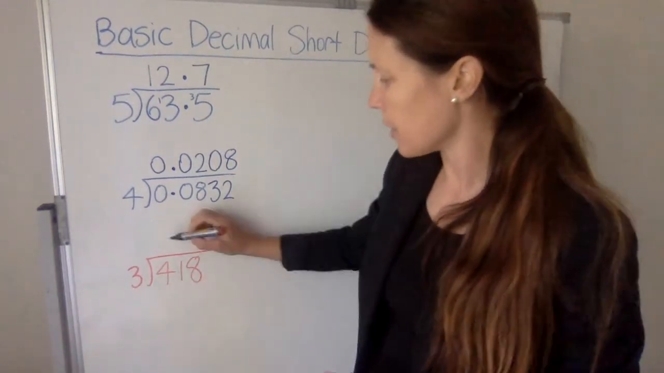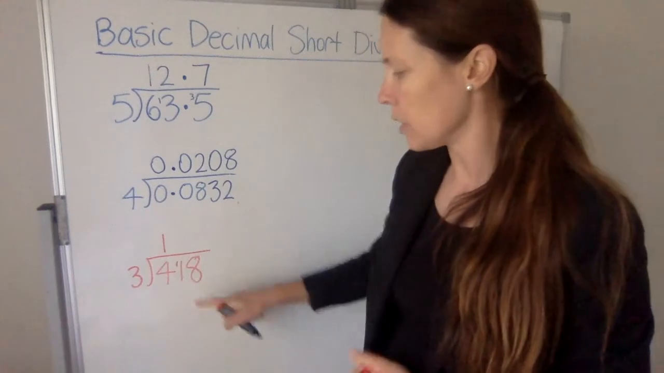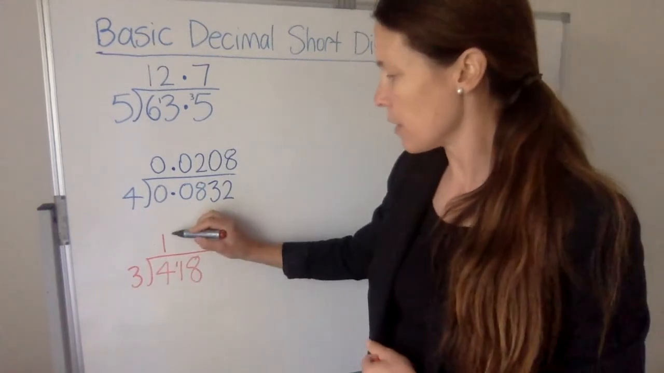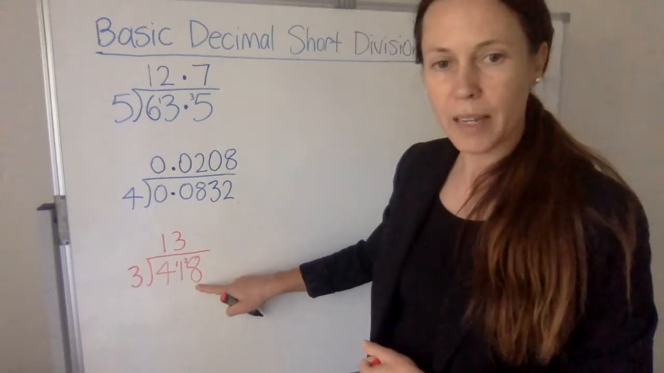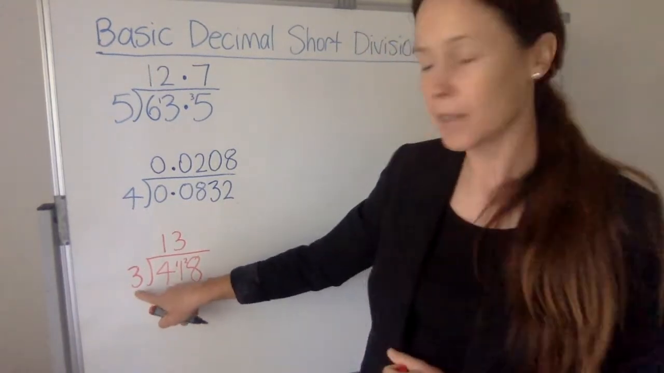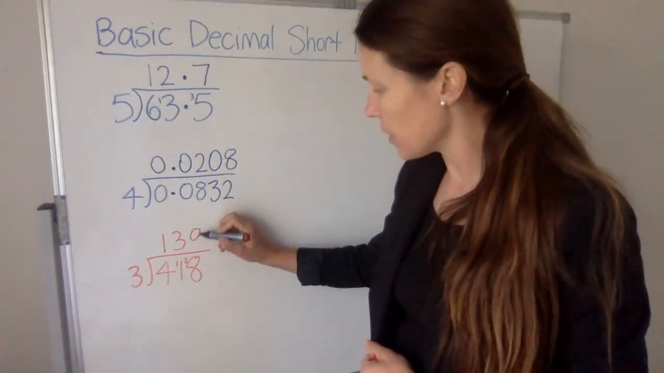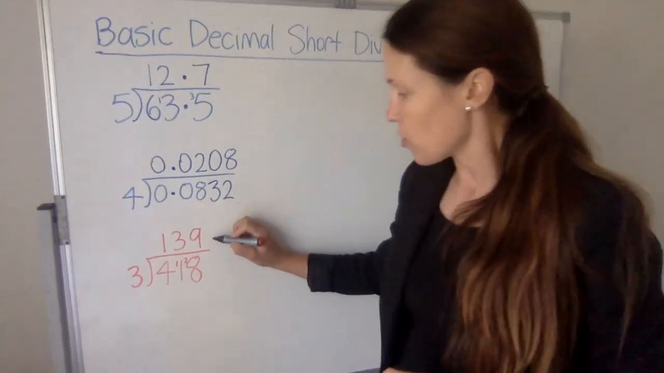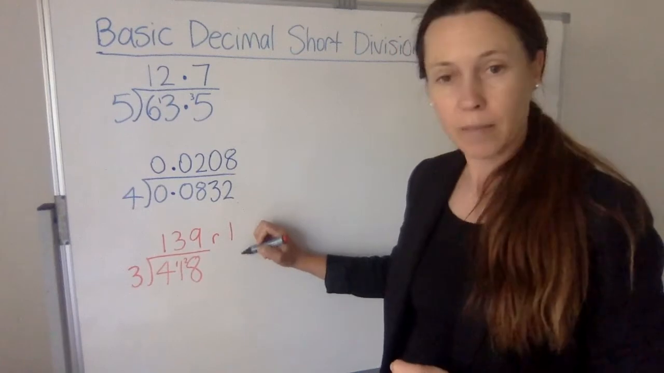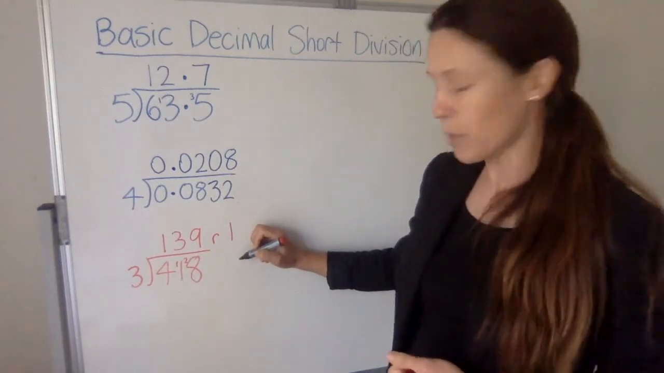4 divided by 3 is 1, remainder 1. 11 divided by 3 is 3, remainder 2. And 28 divided by 3, well, 3 nines are 27, so it goes 9 times with 1 left over. Now, remember you used to write it like this, remainder 1, okay? But there's a couple of ways we can go here.